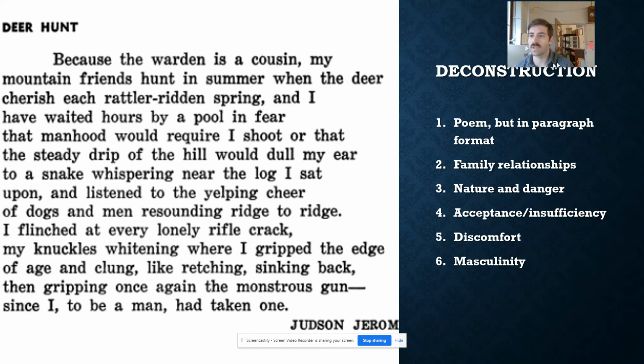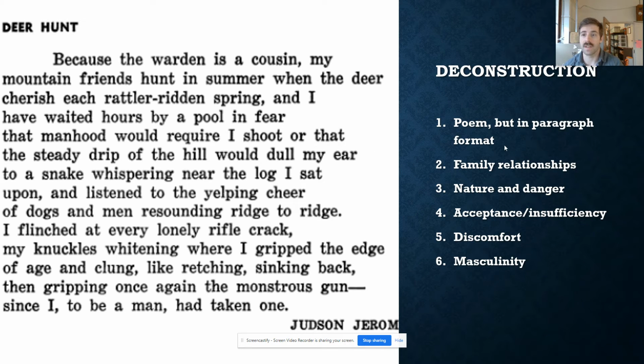Let's break it down. Some of the things that I initially notice about it is that it's a poem, but it doesn't look like a poem, right? This is just in a paragraph format. It's very different, so I'm going to make that observation. I'm noticing that there are some family relationships being focused on, right? The warden is a cousin, and it talks about other men in the community who are really excited about this. I noticed that the author is kind of nervous about the danger of nature. Doesn't seem like they feel really comfortable outside, especially holding a gun. I noticed that this poem is kind of about acceptance, where he wants to be a man.